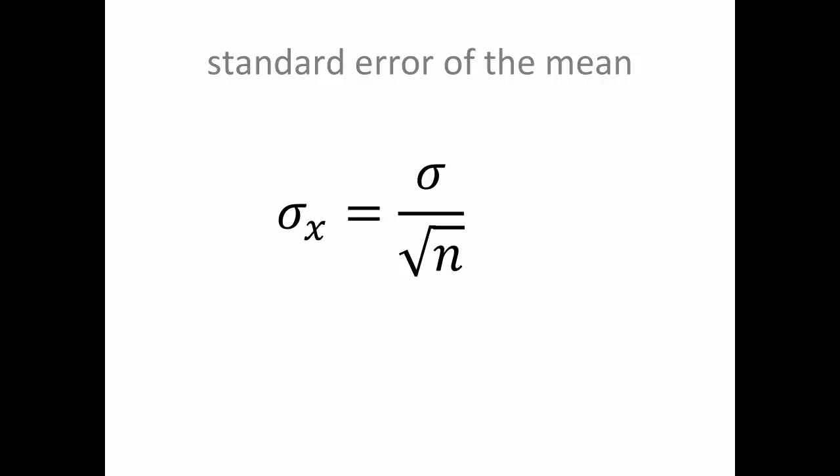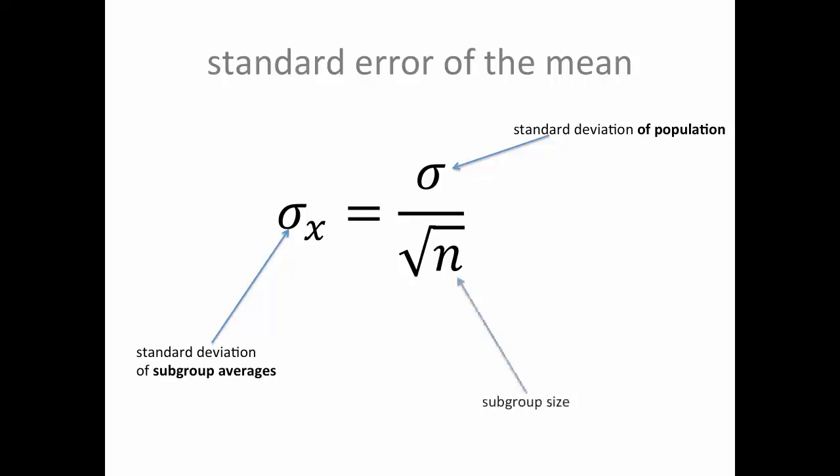There is a relationship between the standard deviation of the subgroup averages and the standard deviation of a population. That relationship is found in this formula here. This is the standard error of the mean. You've probably heard of it before in your statistics class. The formula for the standard error of the mean is that the standard deviation of the subgroup averages, or sigma sub x, is equal to the standard deviation of the population divided by the square root of the subgroup size. This relationship connects the subgroup average standard deviation to the population standard deviation.